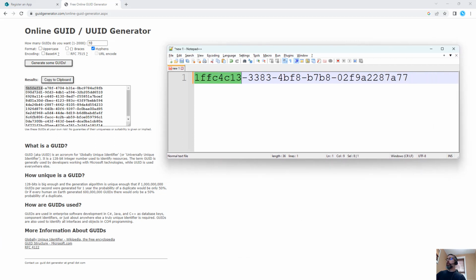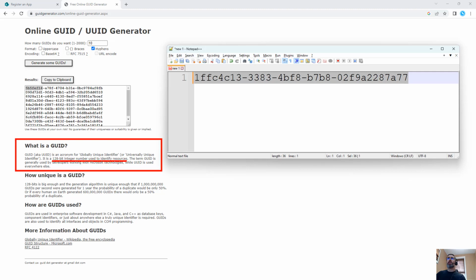Here's the results of the SharePoint generate button: 1, 2, 3, 4, 5 segments. Same pattern of a GUID number. It's a globally unique identifier, a 128-bit integer number used to identify resources. How unique? Well, it's big enough that if 1 billion GUIDs per second were generated for a year, the probability of a duplicate would only be 50%.